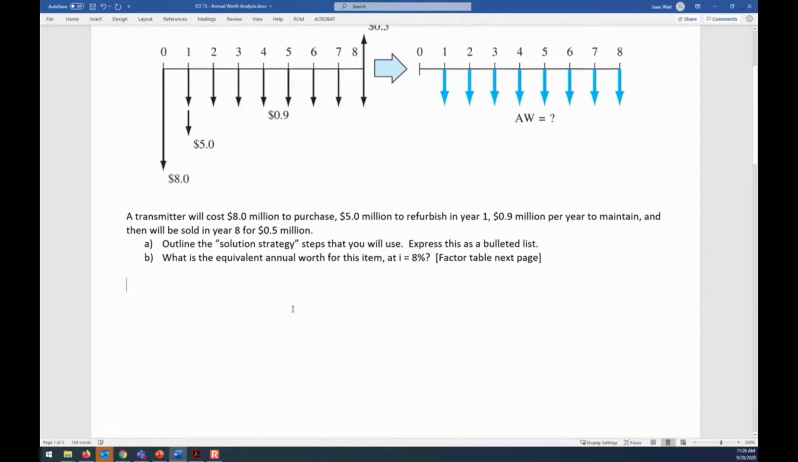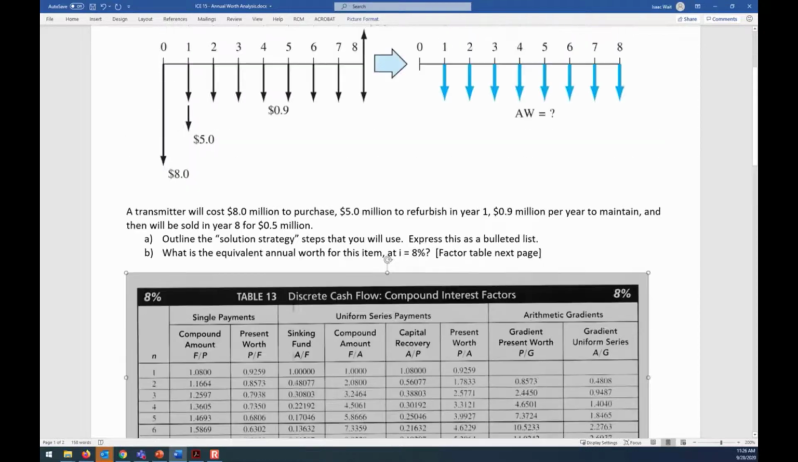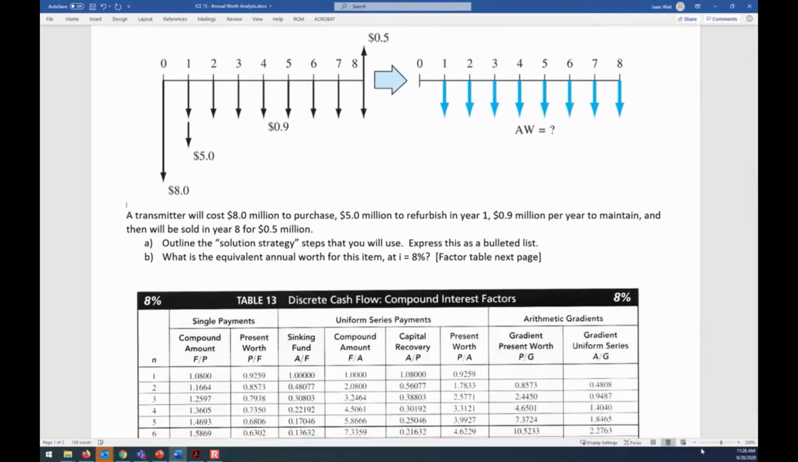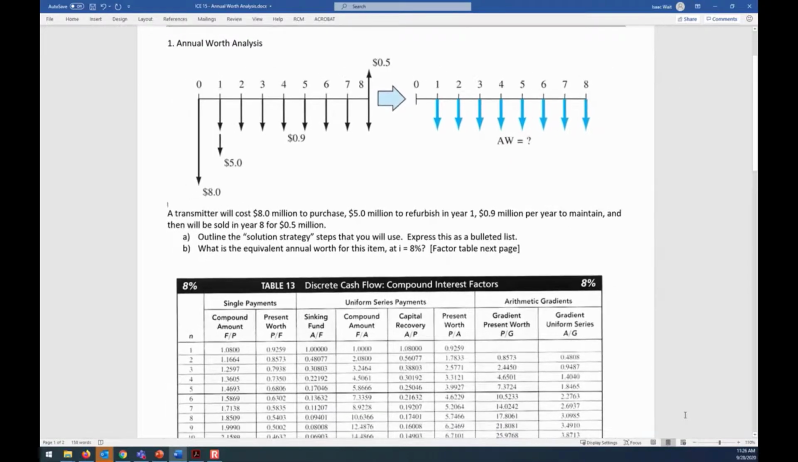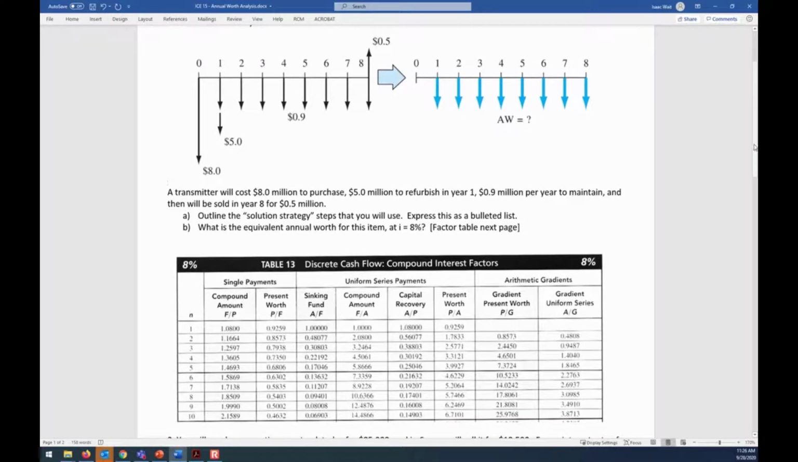I think it's bringing that up. There it is. All right, so what we're trying to figure out here is taking all of those individual amounts to just an equivalent annual worth. But rather than jumping into the numbers first, start with your solution strategy. All right, so I'll give you a couple of minutes to start thinking through this, as we always do, and then I'll jump back in and show you my solution.